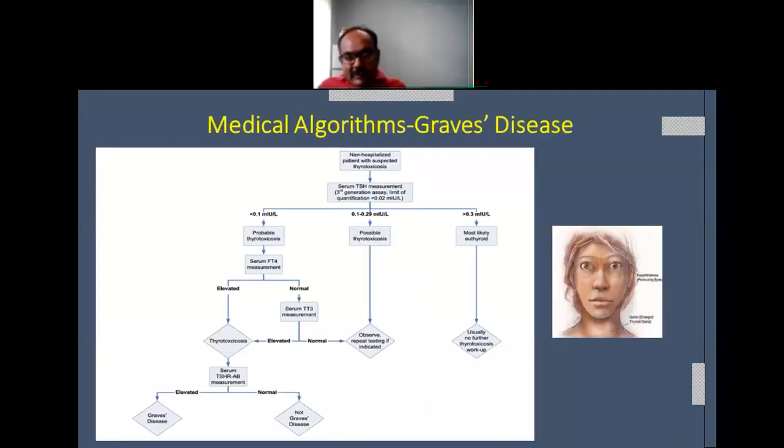And we can use this medical algorithm for analyzing Graves' disease also. In Graves' disease, your TSH is very low and your free T4 is very high. Then you have to do three different tests, whereas in hypothyroid, two different tests only. Now you have to add one more test, that is the TSH receptor antibody, especially for diagnosing Graves' disease. Next.